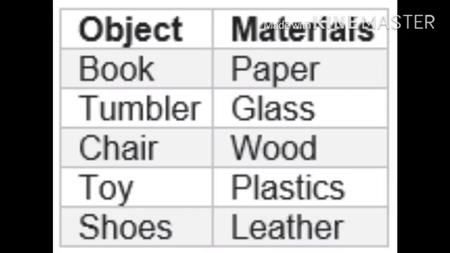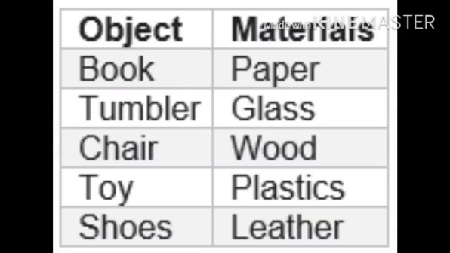Now see, I will take an example to make clear the difference between object and material. A book is an object, but the material used to make a book is paper. A tumbler is an object, and the tumbler is made up of glass. So glass is the material. Now the object chair, and the materials required to make a chair are wood, maybe plastic, maybe iron, etc.